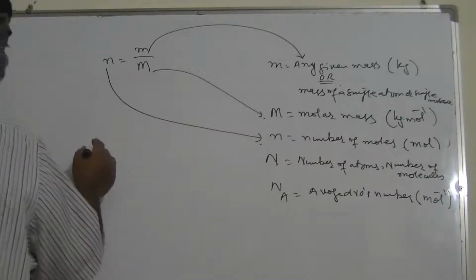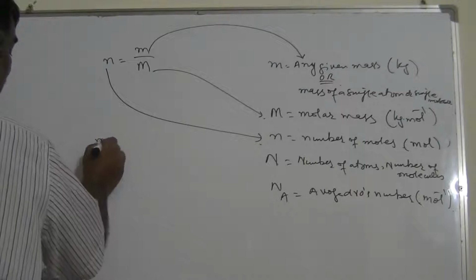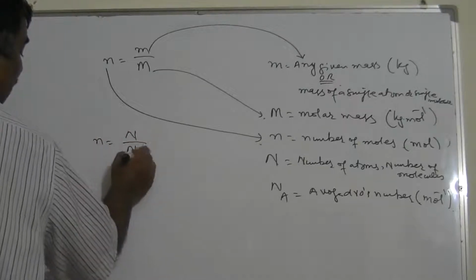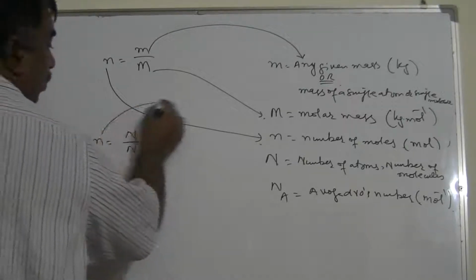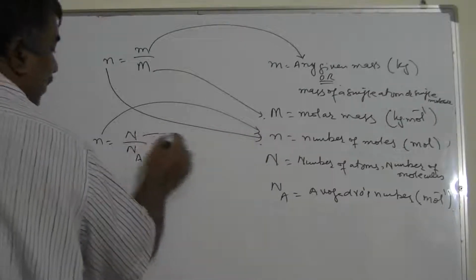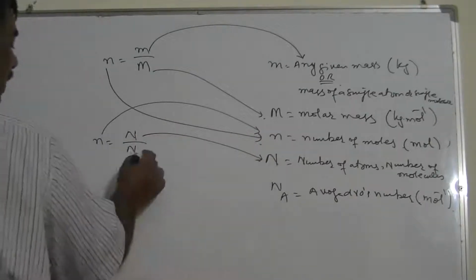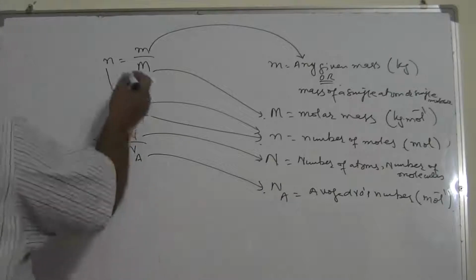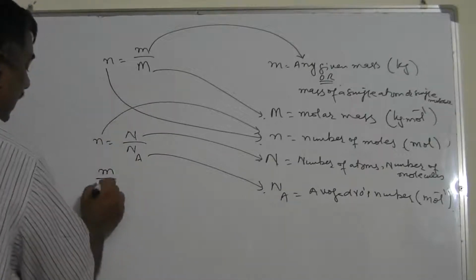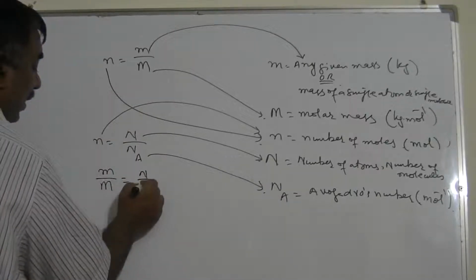Similarly, we have another equation which says n = N/Na. Here n is the number of moles, N is the number of atoms or molecules, and Na is Avogadro's number. Combining these both equations, it becomes m/M = N/Na.